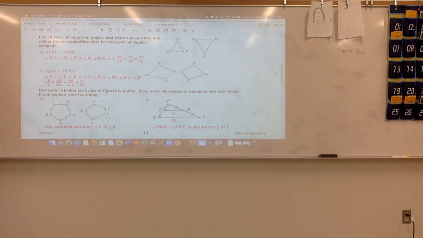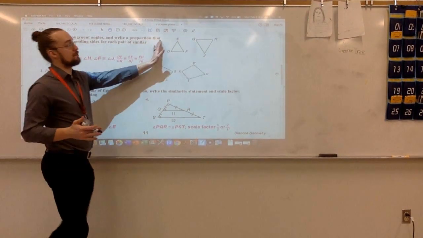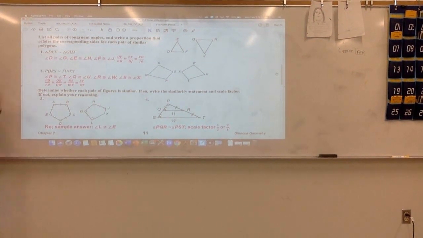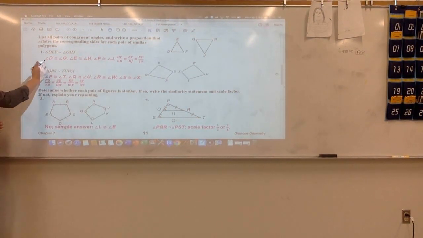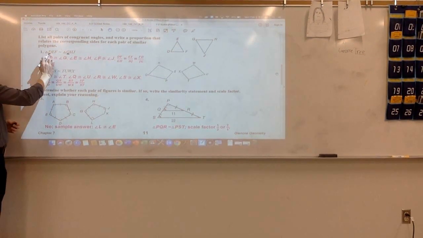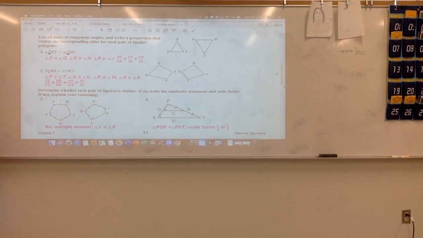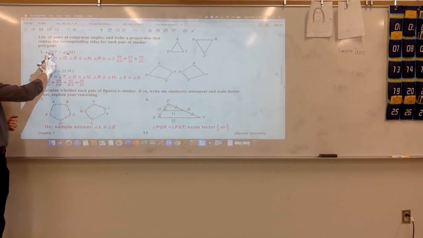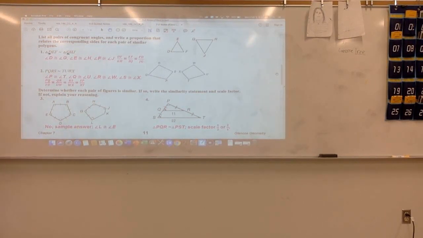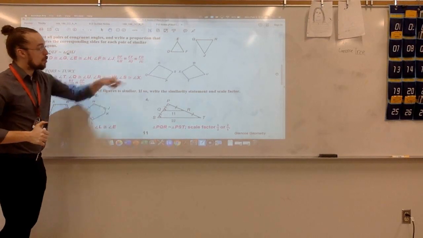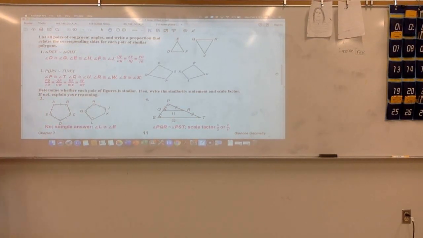Alright, for the first one here, we really shouldn't be looking at the picture at all, right? We should just be using the statement to match up congruent angles and the proportional sides. So just from the statement, I see that D and G are in the same spot, therefore angles D and G are congruent. Then angle E is congruent to angle H, and angle F is congruent to angle J. Then as far as writing my proportional sides, again, just using the statement, say DE over GH.